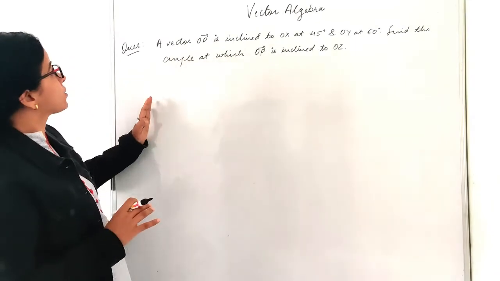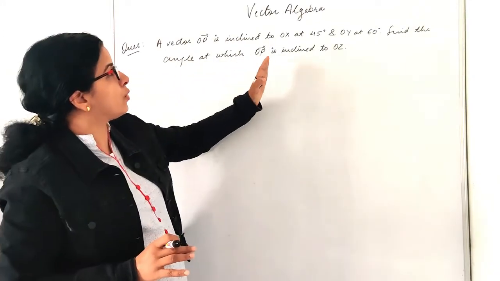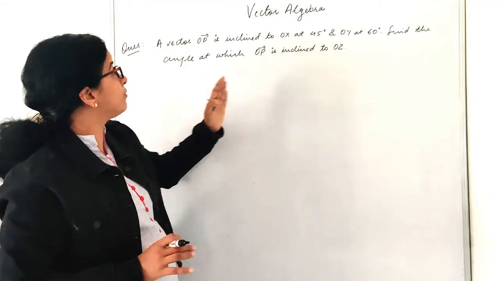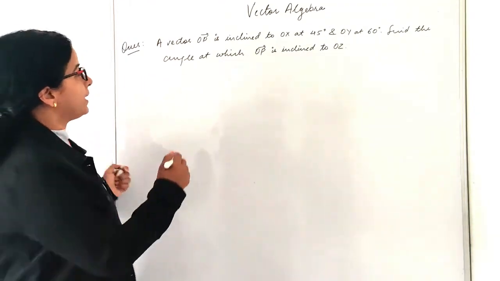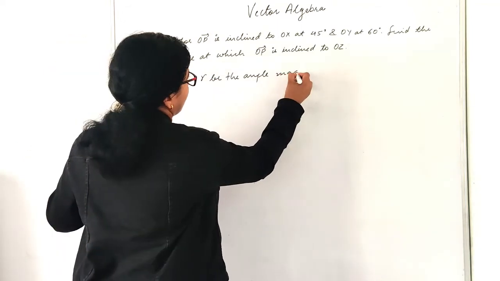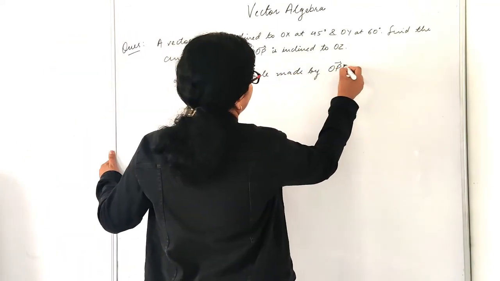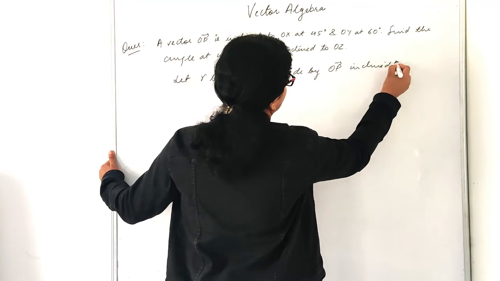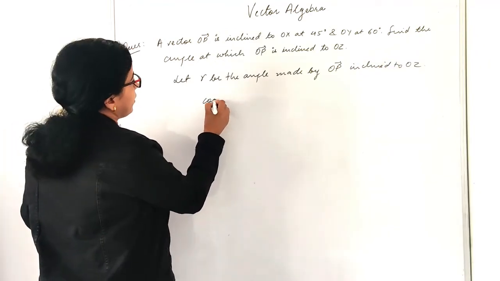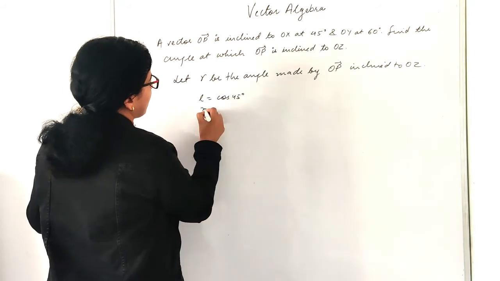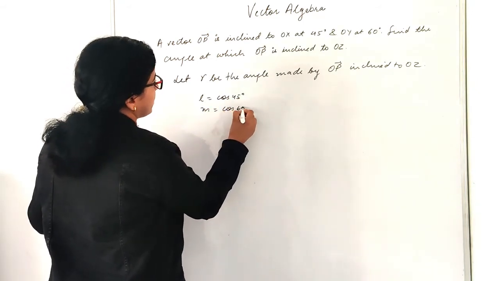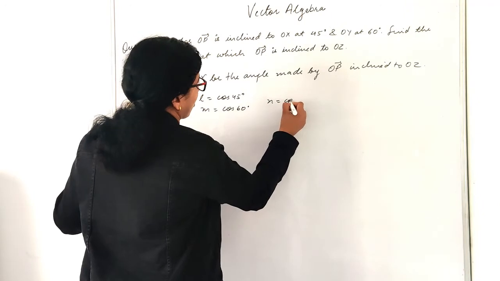Okay. Now let us see some questions. Let us take this question. A vector OP is inclined to OX at 45 degree, OY at 60 degree. Find the angle at which OP is inclined to OZ. So let gamma be the angle made by OP vector inclined to OZ, right? So now we already know l is equal to cos 45 degree, m is equal to cos 60 degree, and n is equal to cos gamma.